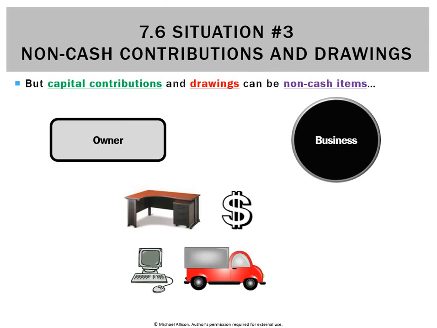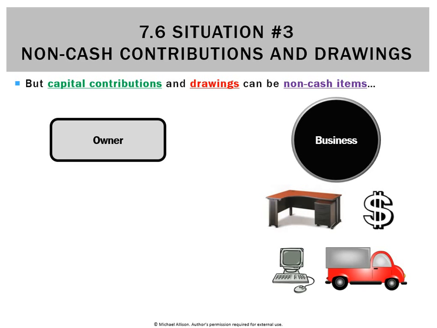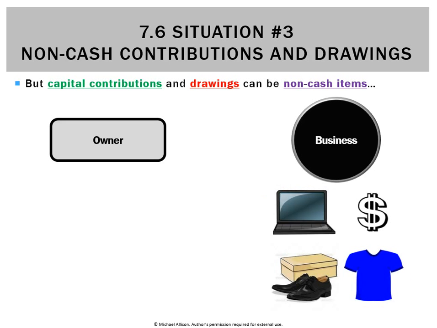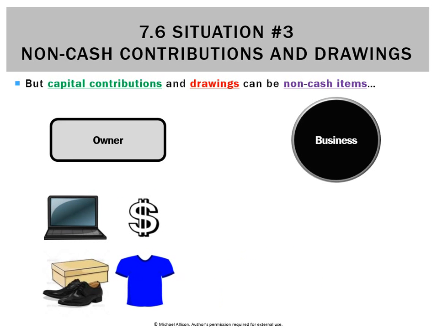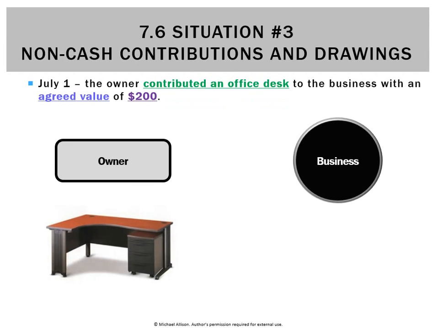And if the owner withdraws money from the business, that goes in our cash payments journal as drawings. But what if, for example, the owner gave the business a desk or a computer or a vehicle? Well, the owner can do that just as much as they can give the business money. Likewise, the owner can take out money, but they can also take out a computer or stock or a desk or something like that. And what we need is a journal, in this case the general journal, to record that.